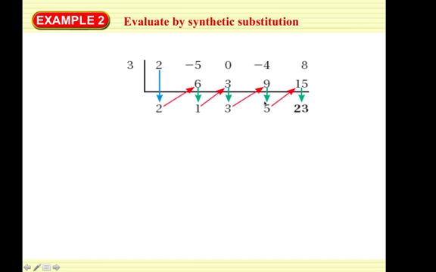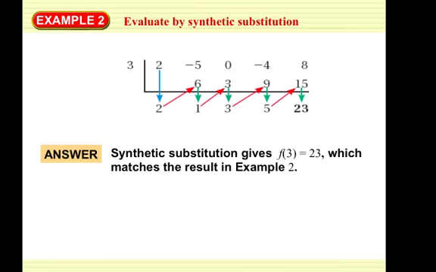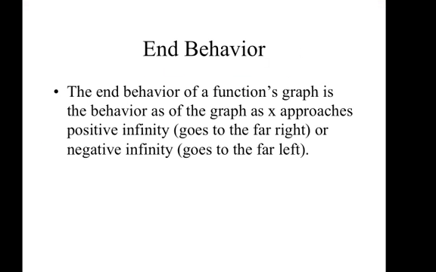-4 plus 9 is 5. 5 times 3 is 15. 8 plus 15 is 23. And this little guy over here is our function value. f of 3 is 23. And we never had to raise 3 to any big power. So synthetic substitution gives us the same answer, which matches our previous result. And so you need to be able to evaluate it using both methods. Okay, you will be told which method to use, and you need to be able to use both.